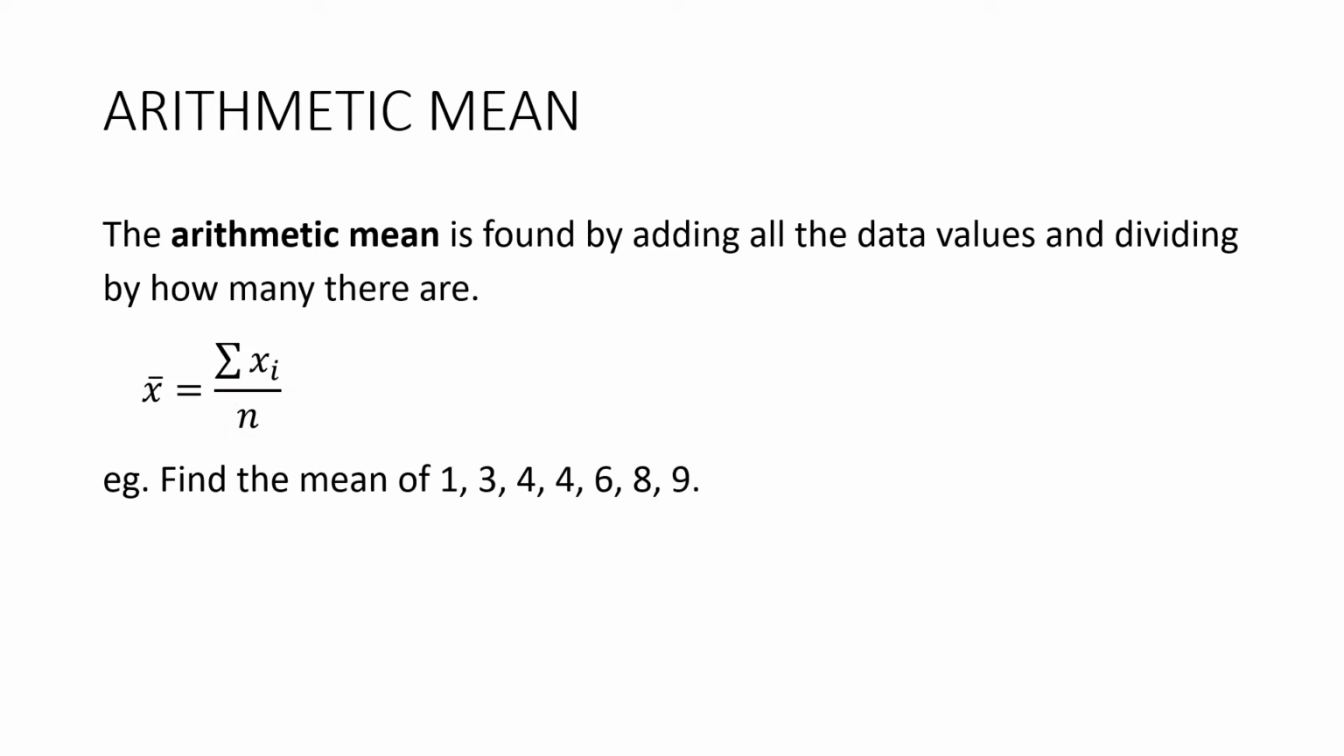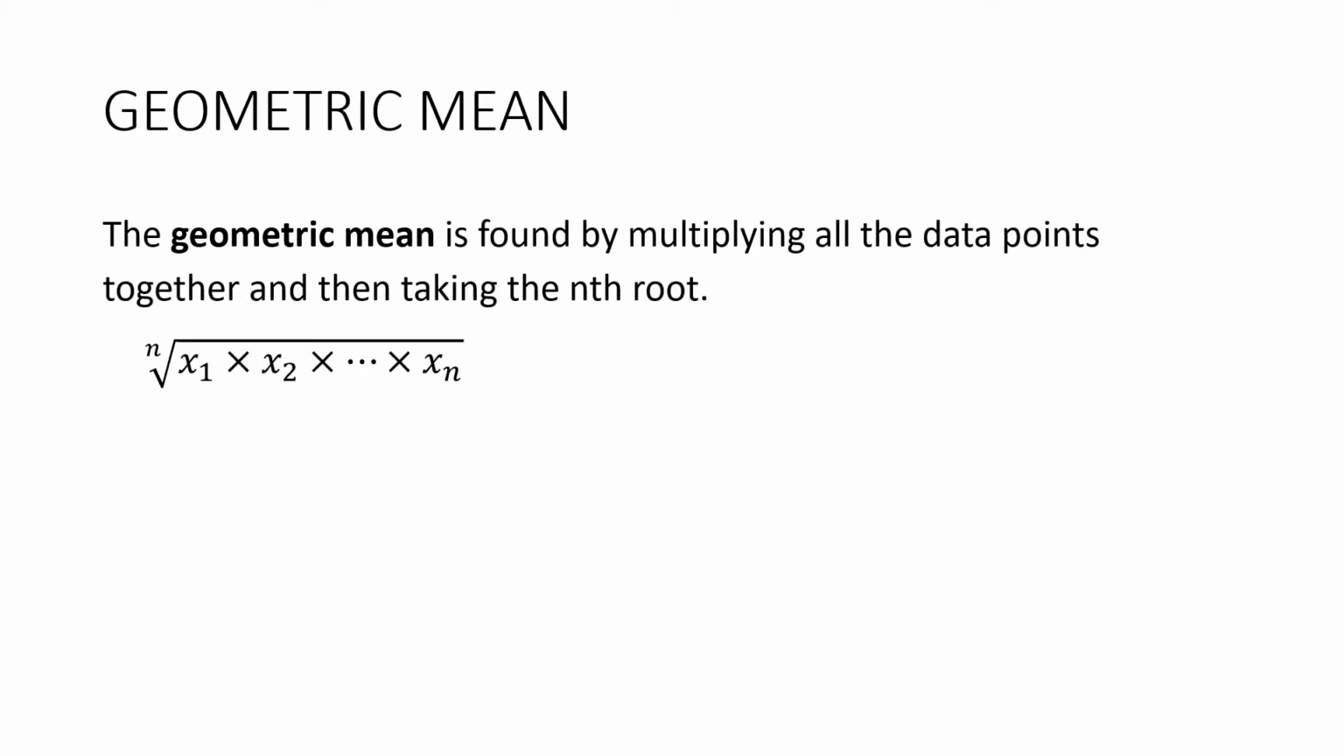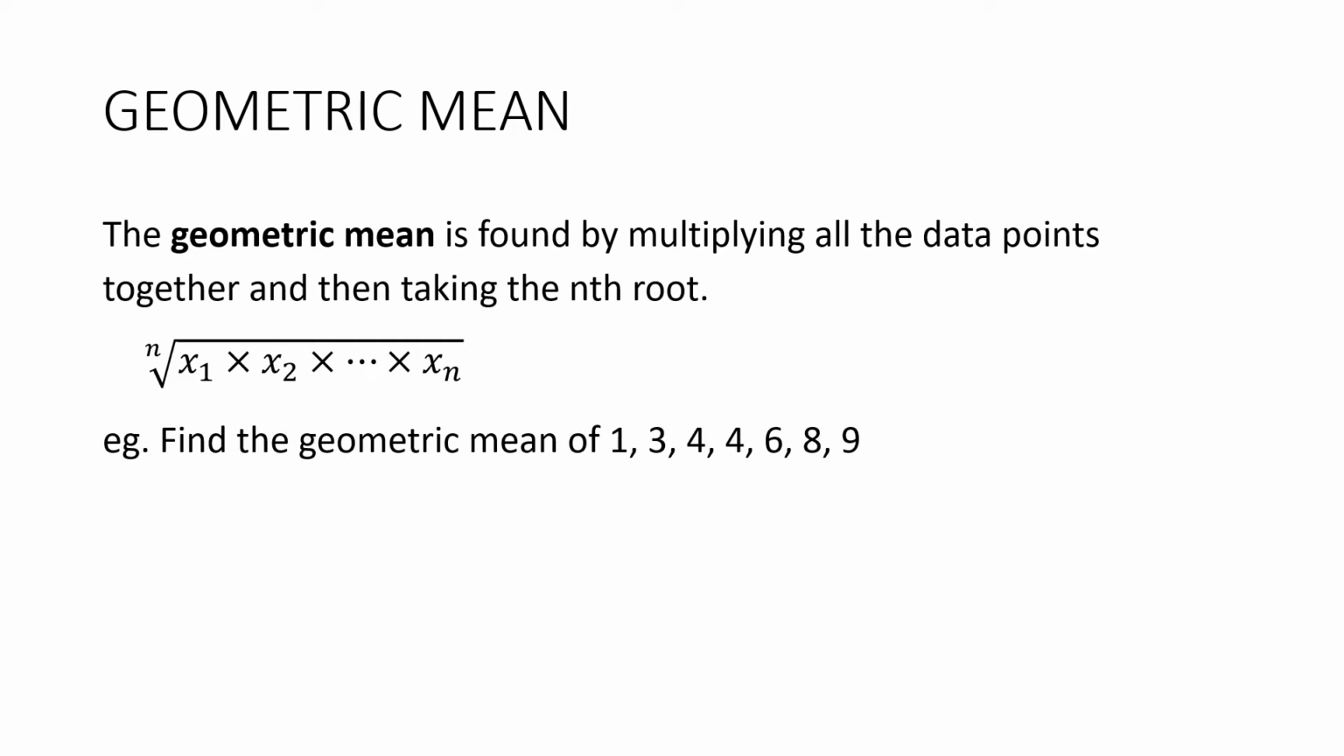Here's an example. Finding the mean of these numbers, we just add them up. There are 7 altogether, so we divide by 7. And our mean is 5. Now the geometric mean is found by multiplying all the data points together and then taking the nth root. So it's subtly different. Same example, find the geometric mean of these numbers. We're going to multiply all those numbers together, and then there are 7 of them, so we will take the 7th root. So it's equal to 4.14.